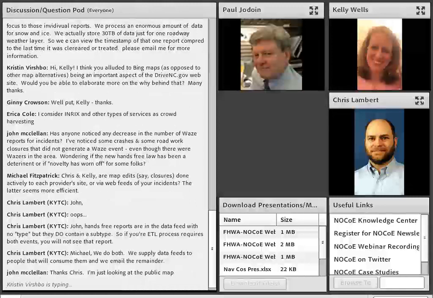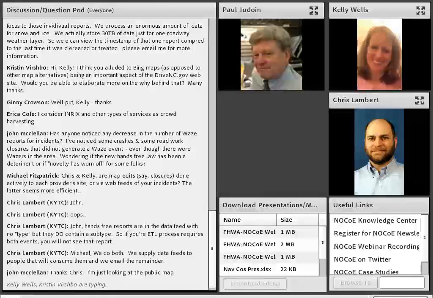John McClellan from Minnesota asks, has anyone noticed any decrease in the number of Waze reports for incidents? He says, I've noticed that some crashes and some roadway closures did not generate a Waze event, even though there were Wazers in the area. Wondering if the new hands-free law has been a deterrent, or if the novelty has worn off for some folks. Chris has a perspective on that.